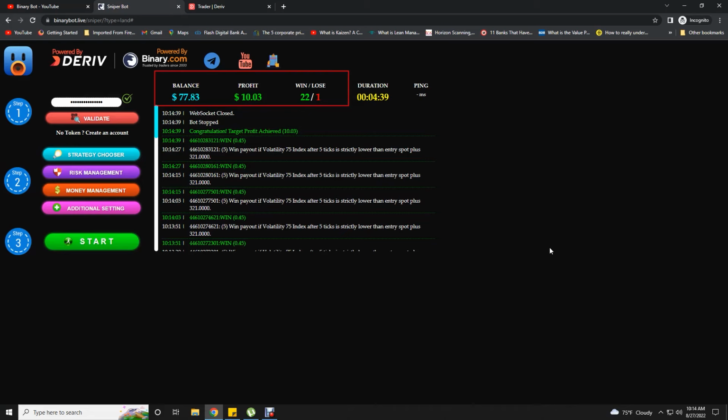Congratulations, you have reached your target profit. As you can see, with a higher winning rate, you can easily earn profits with this strategy. Sniper Bot has a very structured approach.